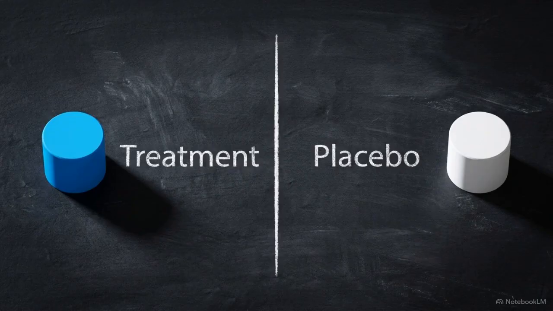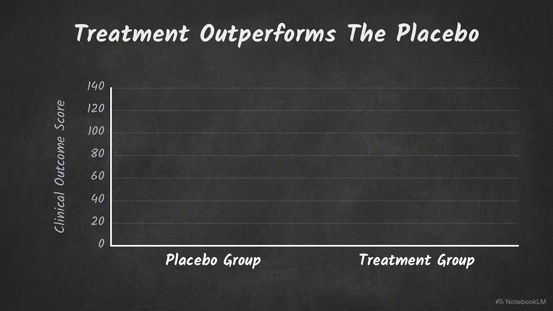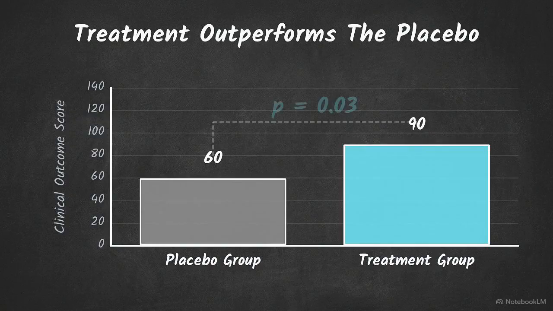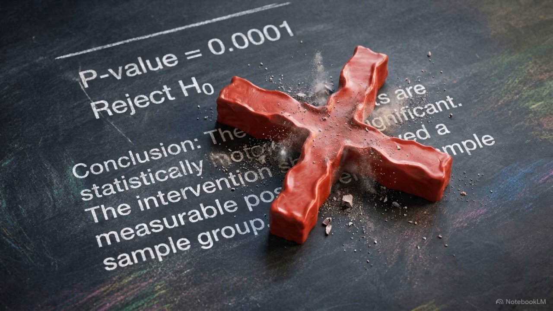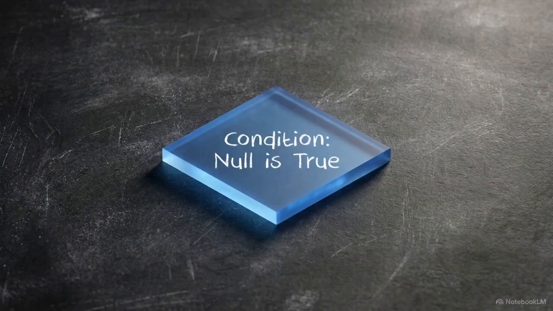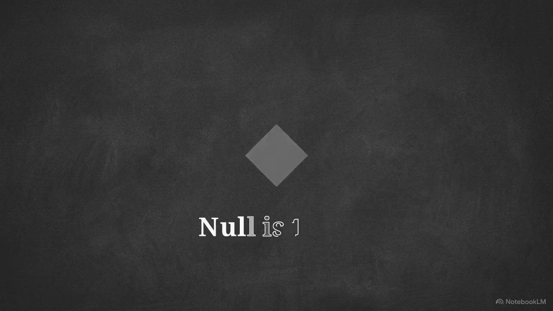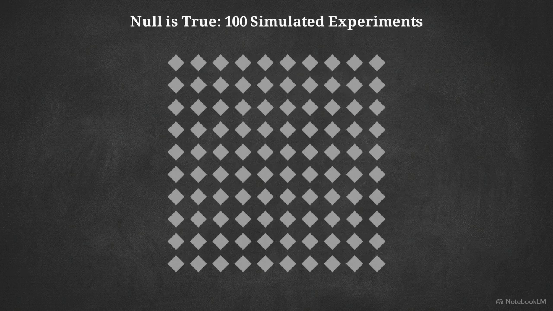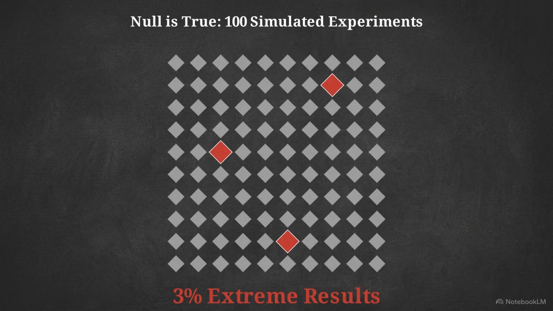We can apply this to a real-world scenario. If a study comparing a treatment to a placebo yields a result of p equals 0.03, it absolutely does not mean there is a 3% probability the null hypothesis is true. The correct interpretation is strictly conditional. It means that if the null hypothesis were true, and if you ran this exact experiment over and over, you would see data this incompatible with your model about 3% of the time.